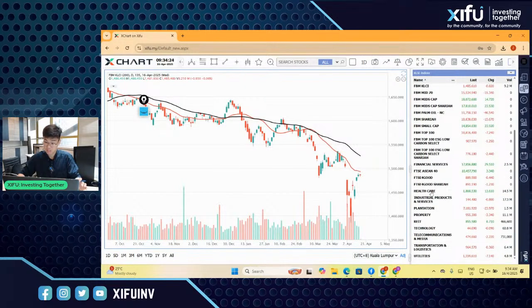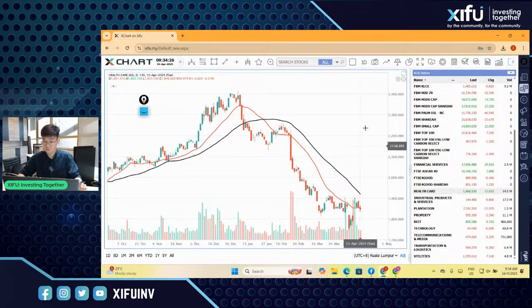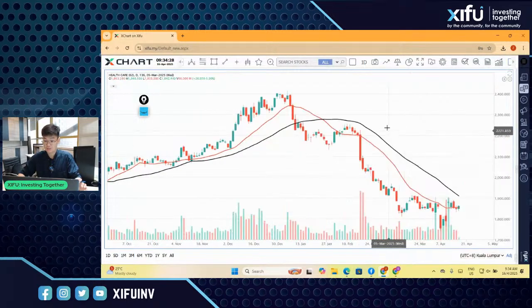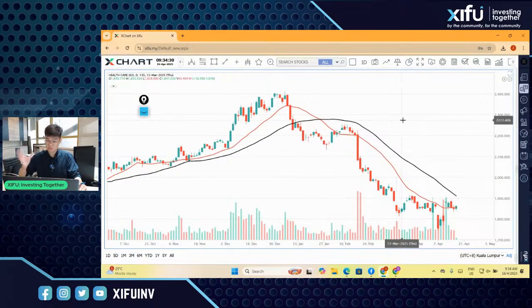Financial services, healthcare. I'm not sure whether Glove is doing well or not, but I also look into Kossan and Hartalega. So probably you can check these few counters also.